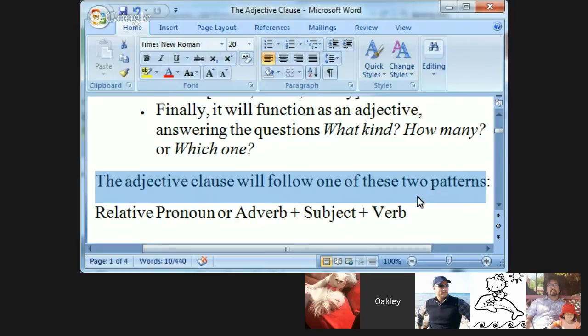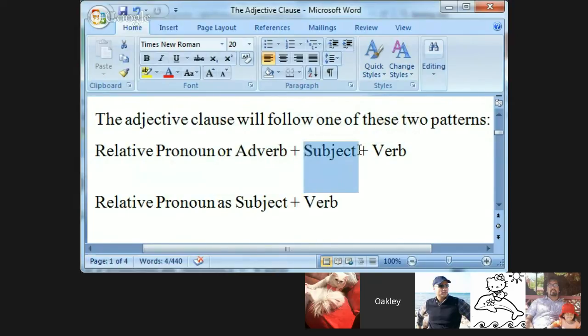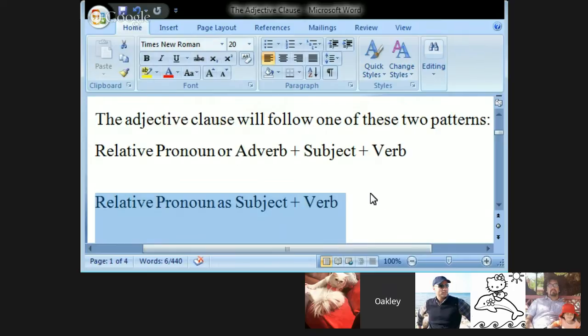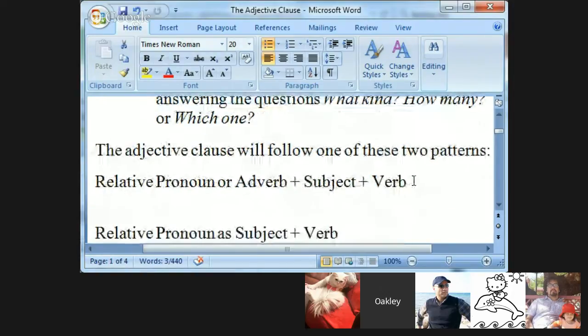All right, the adjective clause or relative clause is going to follow one of two patterns. This is really the important part. A relative pronoun or adverb plus subject plus verb, or a relative pronoun which is the subject plus a verb, which is probably more common. These adjective clauses will follow these two forms. Again, you need to remember the relative pronouns: who, whom, whose, that, or which. Most common mistake, and I'll probably repeat this, is students try to form a relative or an adjective clause using what. Notice what is not on this list. If you're talking about something, we use that or which, never what. So that's the number one mistake.